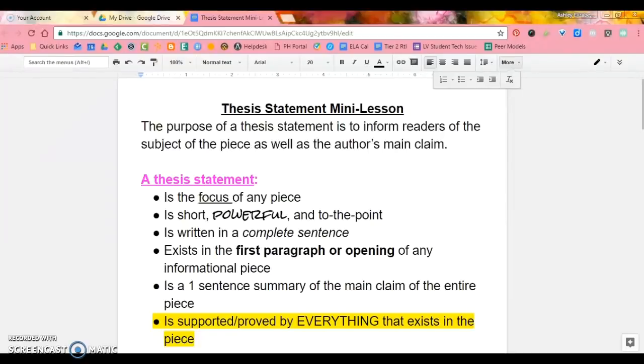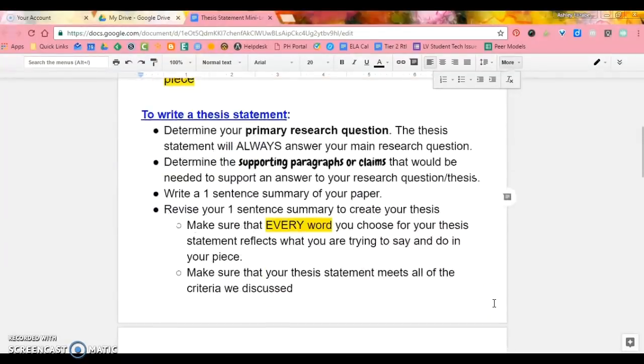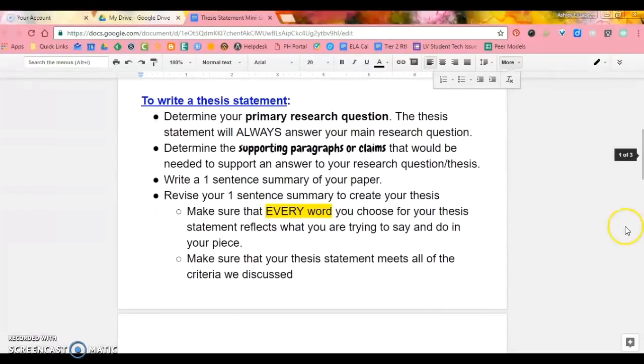And it is supported and proved by everything that exists in the piece. So when you choose your thesis statement, literally every single thing that you decide to include in your paper, everything should tie back to that thesis statement. Well, because of that, we need to talk about how to write a thesis statement.